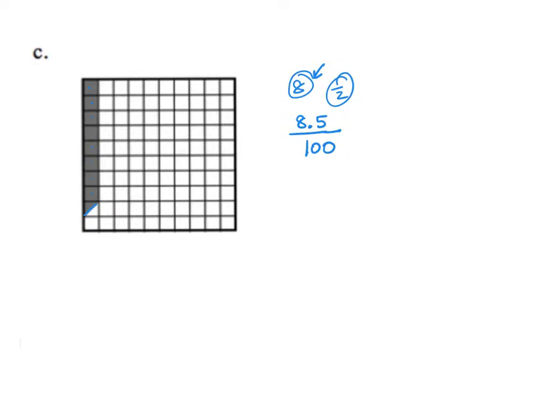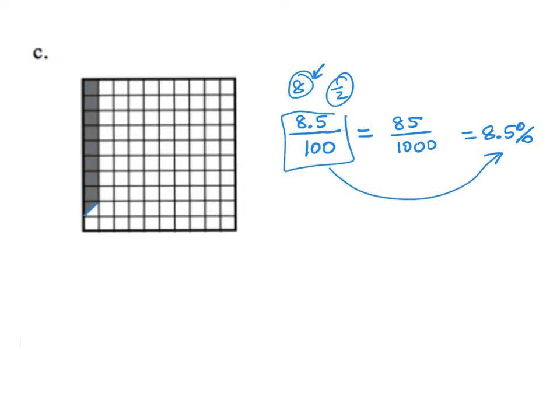Now, if I want to convert it to not have a decimal, I need to multiply by 10 on top and on the bottom. So it's going to be 85 in the place of the thousandths, so over 1,000. Now, this is also 8.5%. So out of 100, right away you write the percentage.